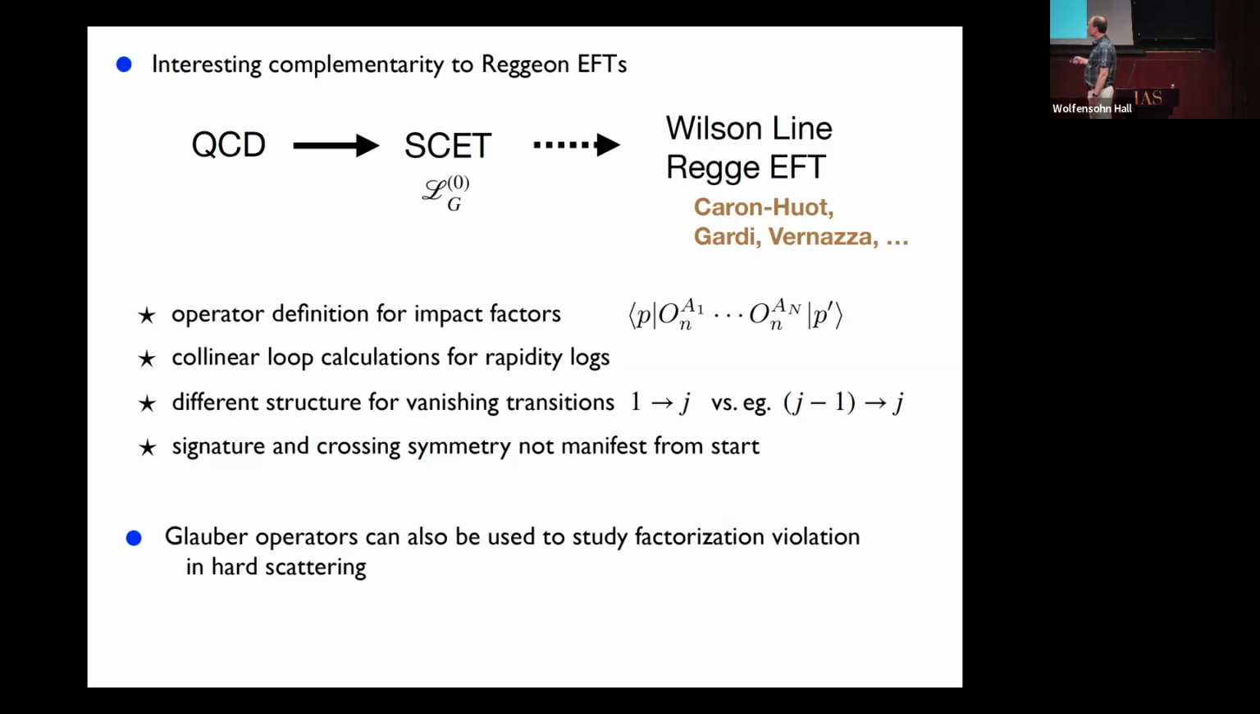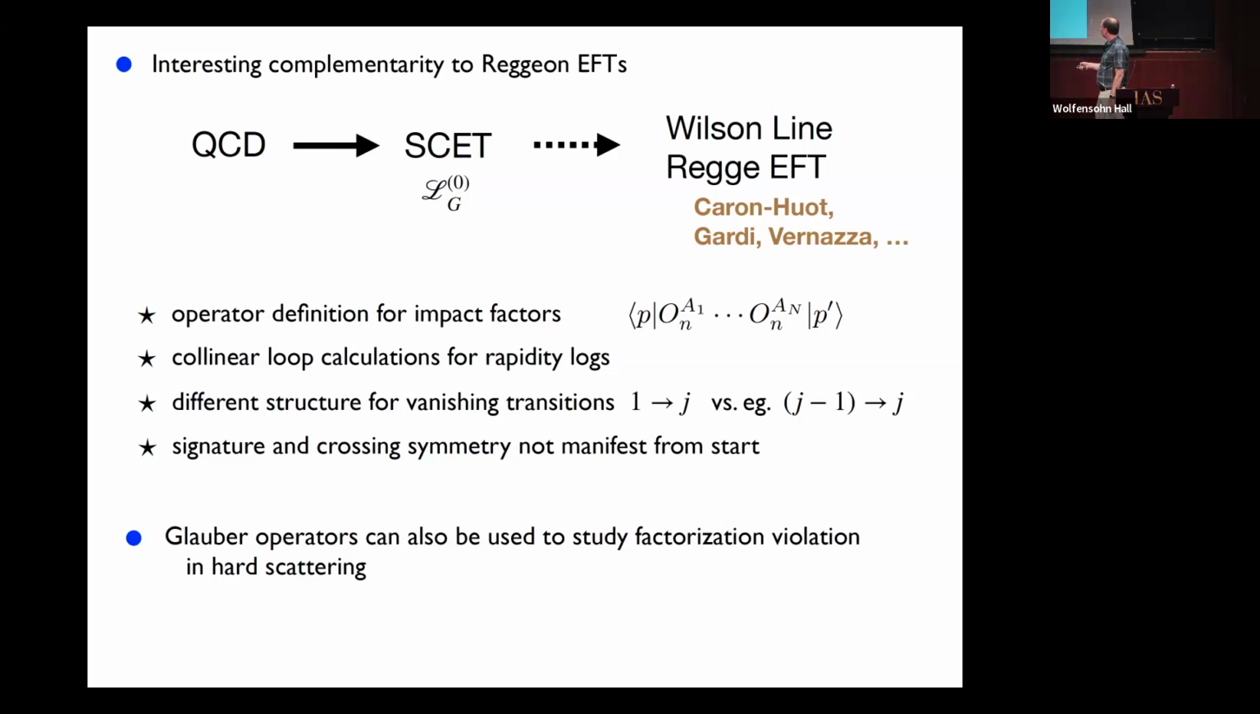We can do collinear loop calculations for the rapidity logs. Sometimes those are easier. So that's interesting. And the nature of things that vanish is different. So that's something that would be very interesting to understand between the two languages. And also the symmetries, the way that the symmetries are realized are different. Either from the start, where signature and crossing are built in from the start in this theory. In this theory, it's more like a quantum field theory where those things come out perturbatively, order by order.